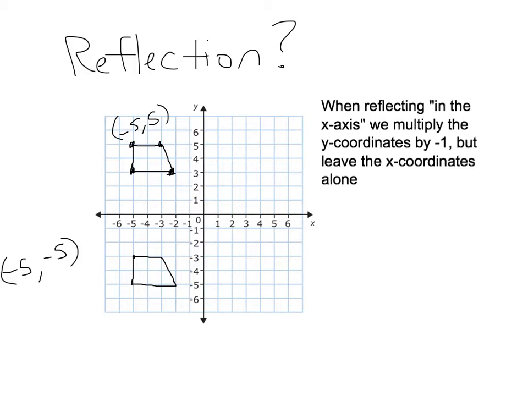1, 2, 3, 4, 5. 1, 2, 3, 4, 5. Okay, well, there's a point there, so maybe it's reflecting. Let's try another point. Let's try this one right here. Okay, so its coordinates are -2, 3.